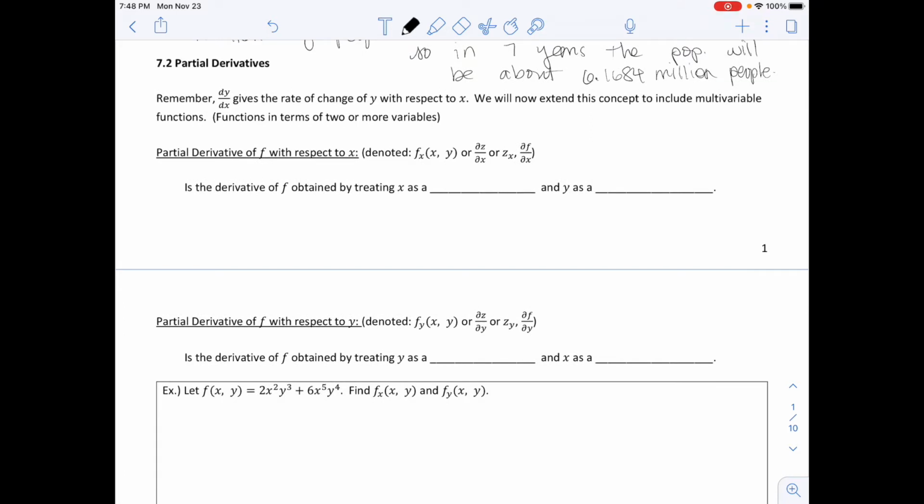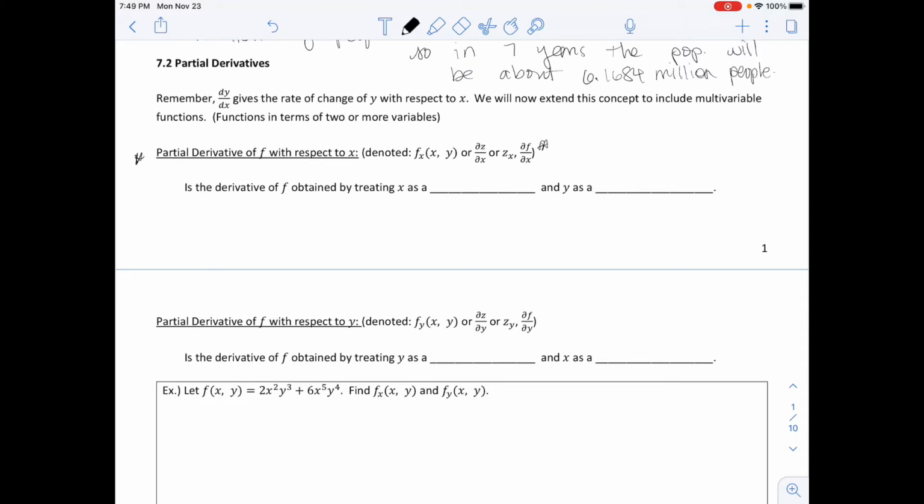It says, remember dy dx gives the rate of change of y with respect to x. We will now extend this concept to include multivariable functions, functions in terms of 2 or more variables. So we have what's called a partial derivative of f with respect to x. There's a bunch of different ways to denote this. This is definitely something you want to star and make sure you know.